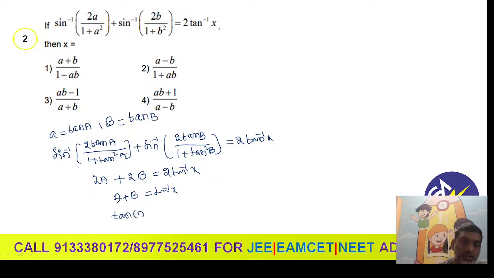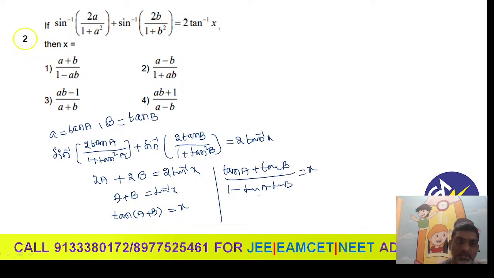So tan of a plus b is equal to x. Then what is a plus b? Tan a plus tan b divided by 1 minus tan a into tan b is equal to x. What is tan A? It is A. What is tan B? It is B. Divided by 1 minus AB, which is equal to x. So we are getting x is equal to A plus B divided by 1 minus AB.